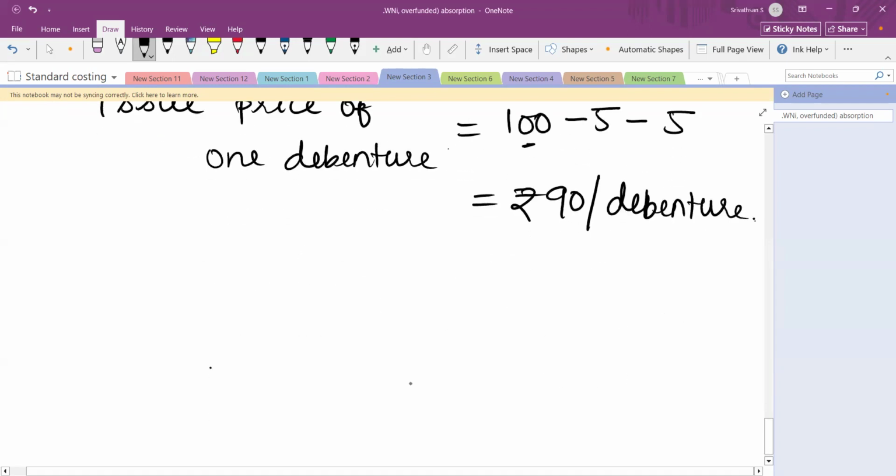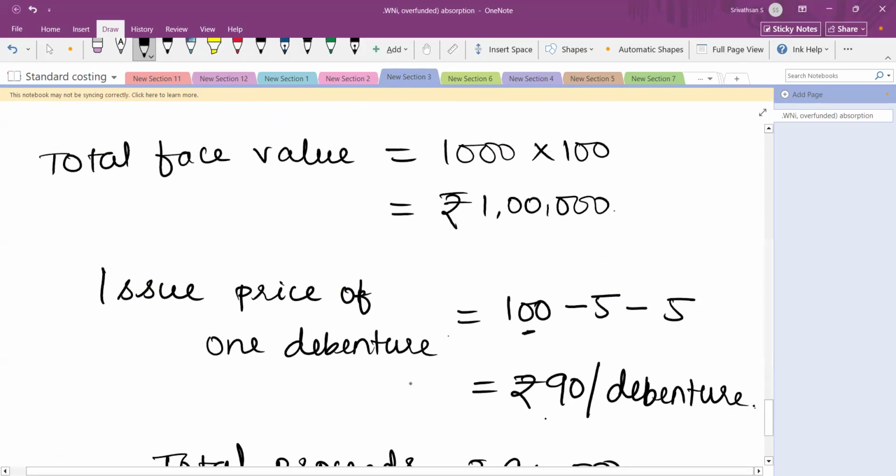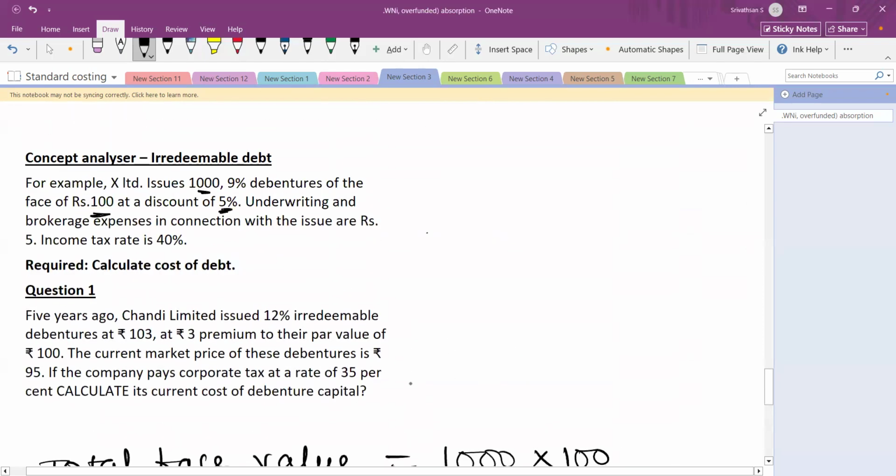So issue price of one debenture is 90 and we have issued 1000 debentures. So the total proceeds from the issue of debenture is 1000 debentures at a price of rupees 90, which is 90,000. What is important is the face value of the debenture is 1 lakh. But since the debenture is issued at a discount of 5% and the flotation cost is rupees 5 per debenture, the total proceeds that the company received by issuing the debenture is only 90,000 rupees. Now, the requirement of the question is to calculate the cost of debt.